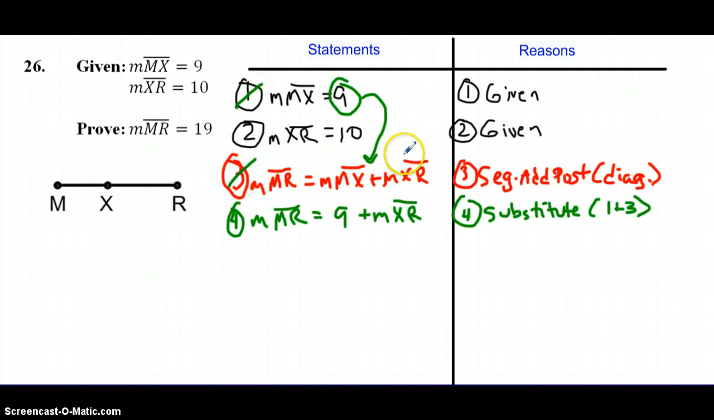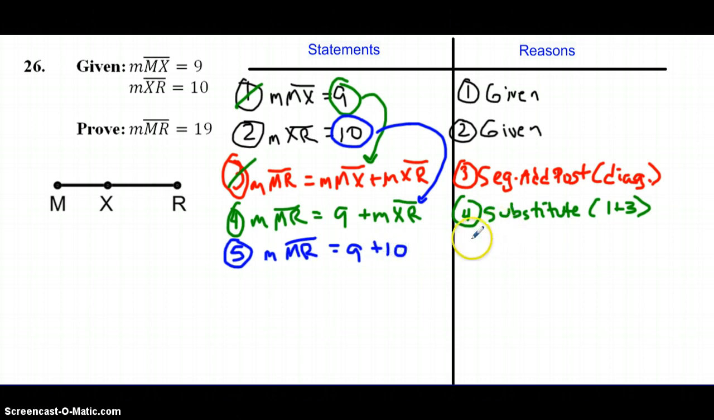And so then I ask myself again from the beginning with our key questions, is anything the same? So in statement 2, I see the measure of XR equals 10, and in statement 4, I see an XR. So again, in place of the measure of XR, I can substitute in 10. And so step 5 is that the measure of segment MR is equal to 9 plus 10. And again, I've substituted 10 in place of XR, and we used steps 2 and 4. And again, I'm going to cross those off.